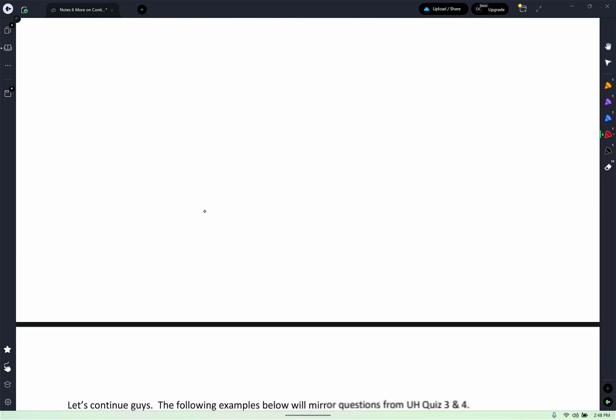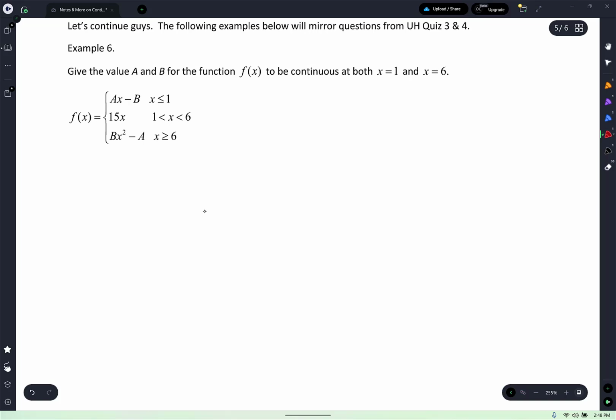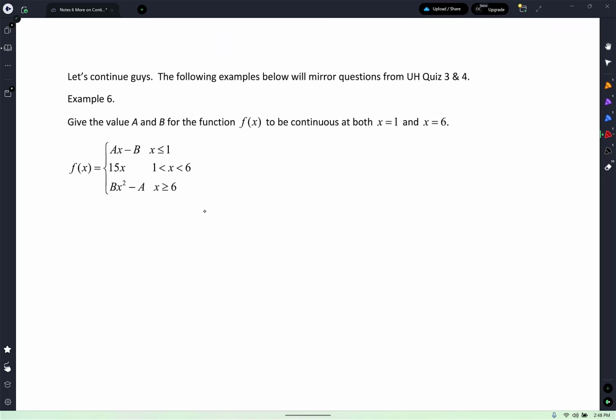Well, actually, this one's pretty good because this one says, give the values a and b for the function f of x to be continuous at both x equals 1 and x equals 6. Okay, so again, same thing. At x equals 1, these two better be the same. So I'm going to write at x equals 1, a times 1 is a, so a minus b better equal 15. I'm going to call that equation 1.